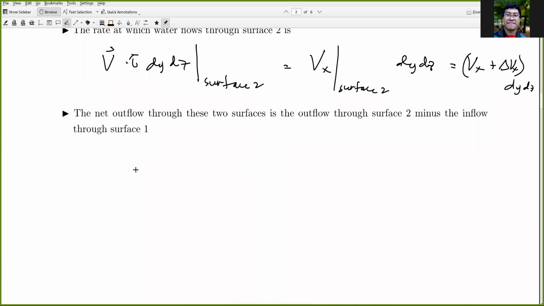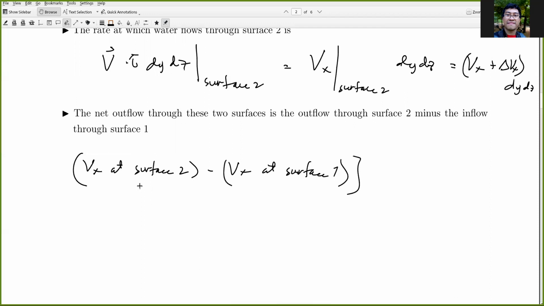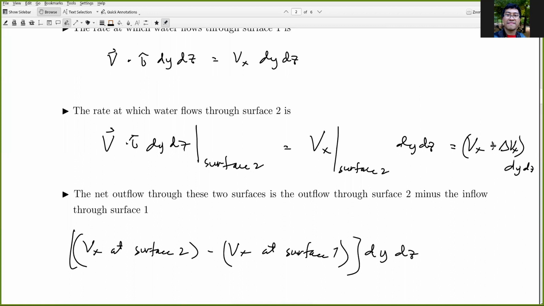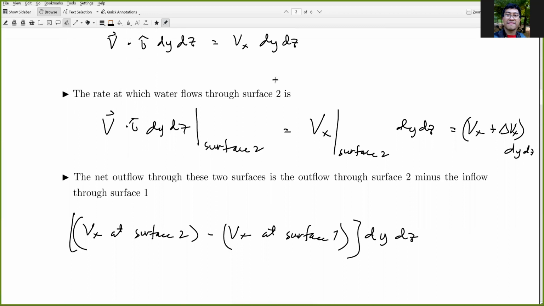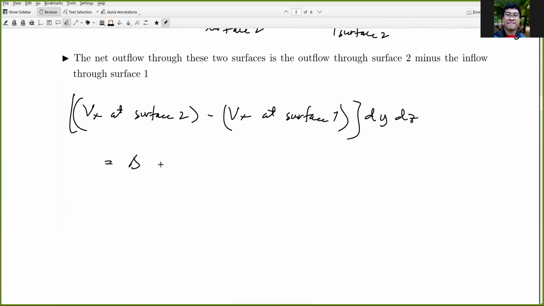So the net outflow through these two surfaces is the outflow through surface 2. Surface 2 is this. So we have Vx at surface 2 minus Vx at surface 1, dy dz. So surface 2 is this minus this. You have Vx plus delta Vx minus Vx, that's delta. So this is delta Vx dy dz, which is approximately dVx dy dz.